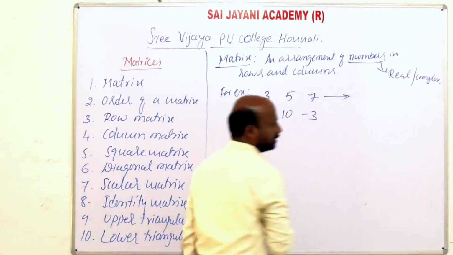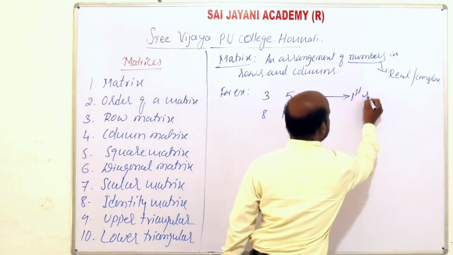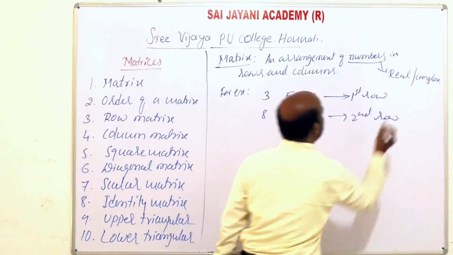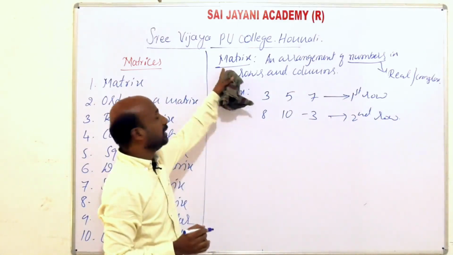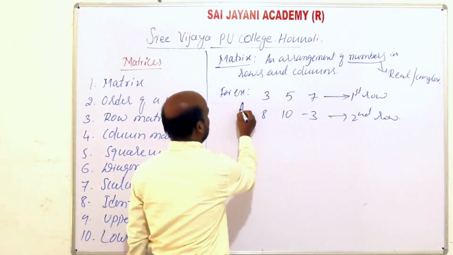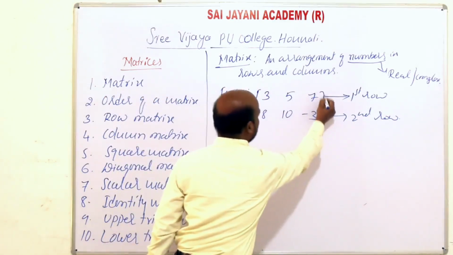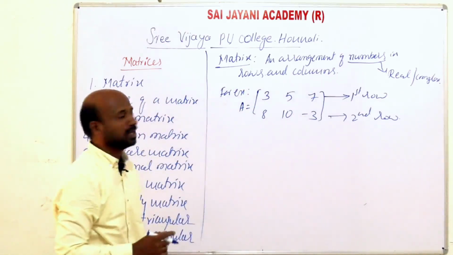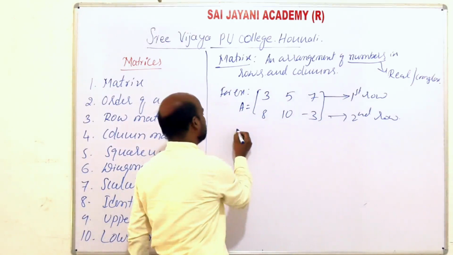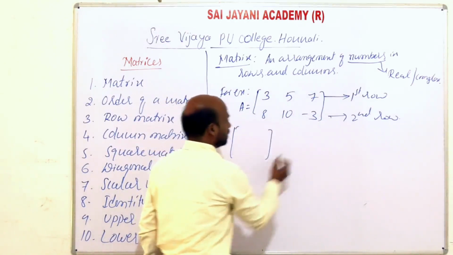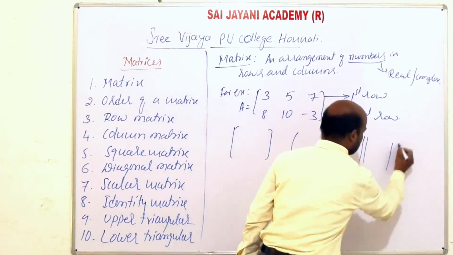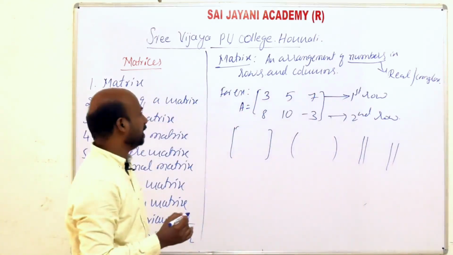First row elements, and this is the second row elements. And generally matrices are represented by capital alphabets, that is A, an arrangement of numbers in rows and columns enclosed within brackets. Brackets means we can use a square bracket, or an open bracket, or we can use this one, as the representation of matrices.